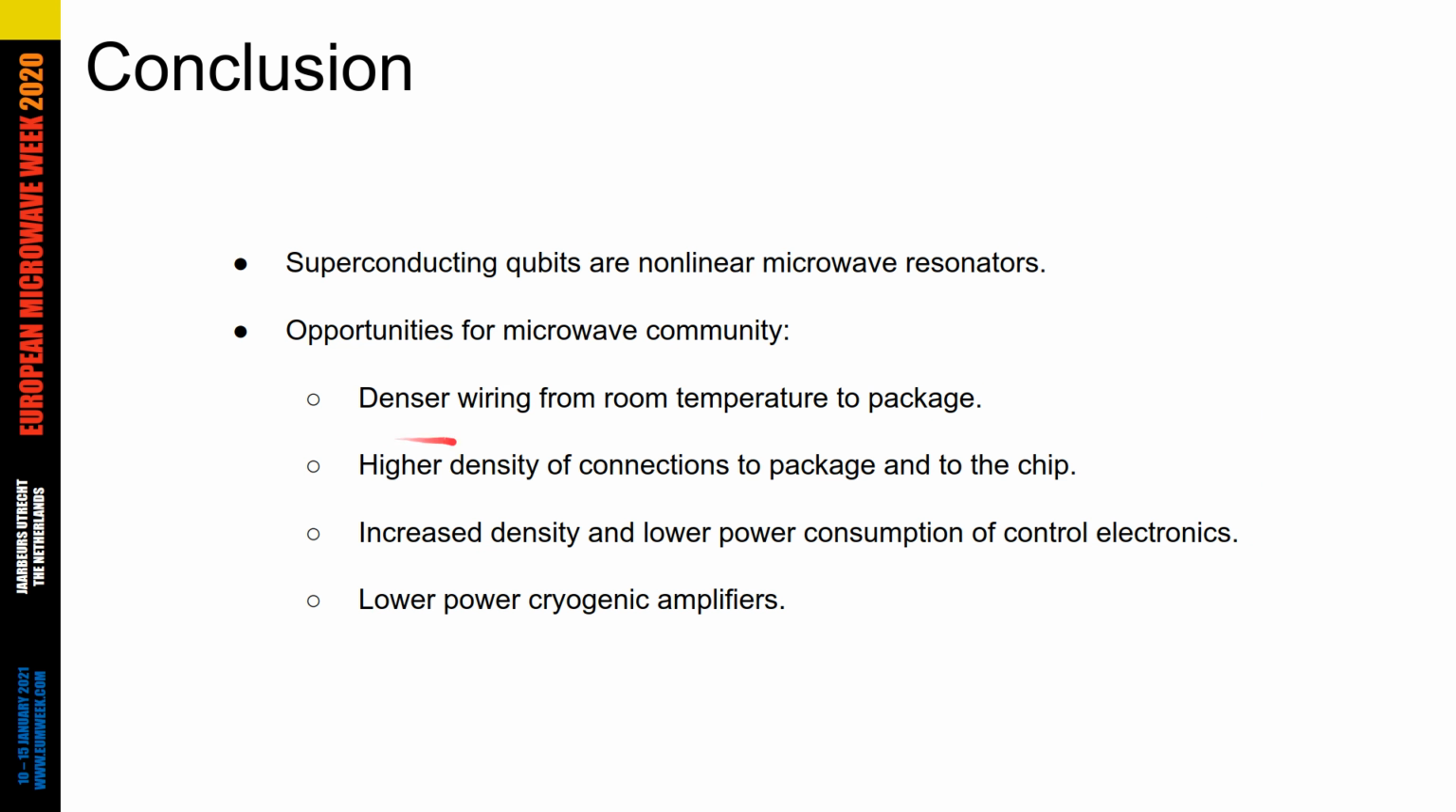A big one would be denser wiring from room temperature to the chip package. Another one would be a higher density of connections on the package and to the chip itself. And of course, in all of those challenges, keeping the crosstalk low is paramount. We also need to have increased density and lower power consumption of our control electronics. You saw those photographs with 3 or 4 racks of electronics just to control a 72 qubit chip. So as we go to thousands and tens of thousands, we're going to have to make those electronics much denser.